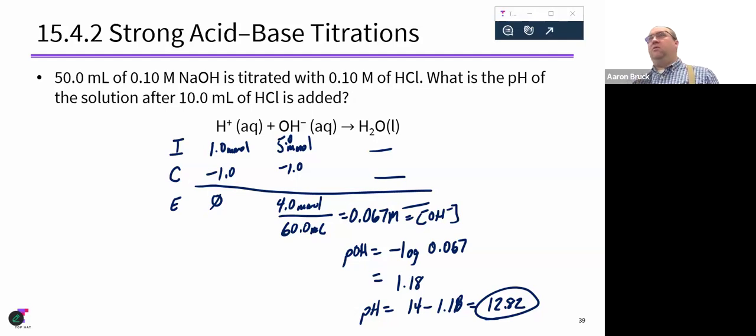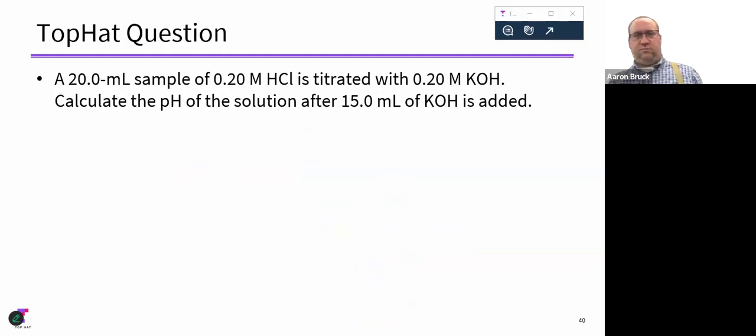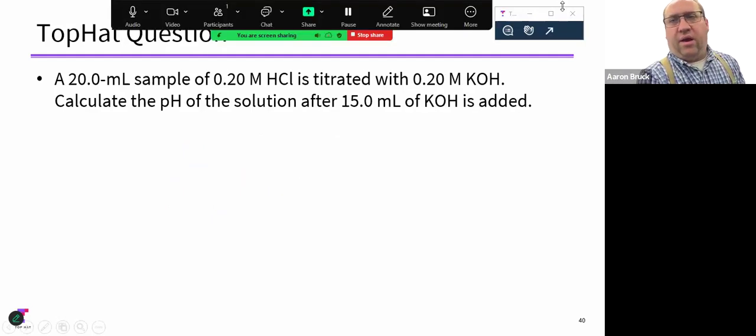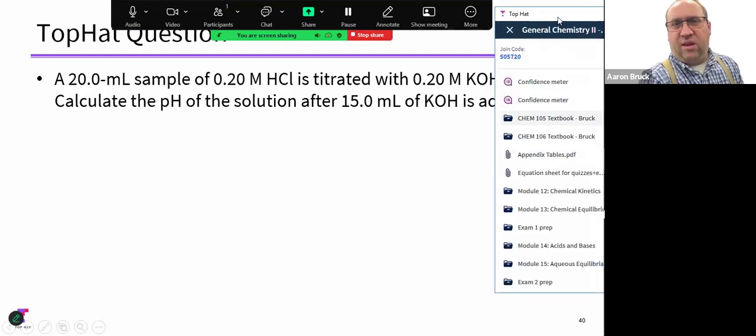But this is how we really handle any kind of titration calculation, to be honest. But for this particular type, because it's strong and strong, we don't have to worry about any kind of equilibrium at the same time. Questions with this example? All right, go ahead and try this one then.